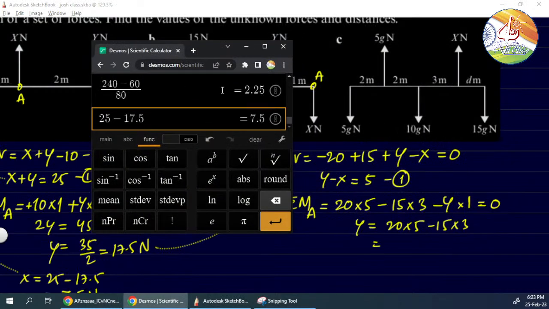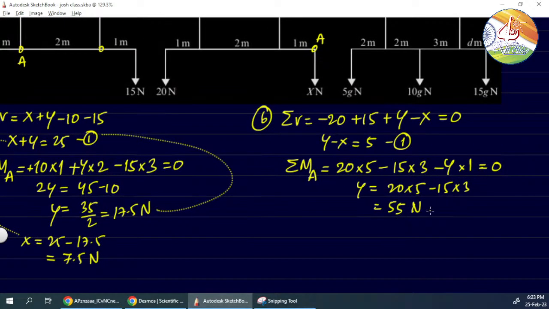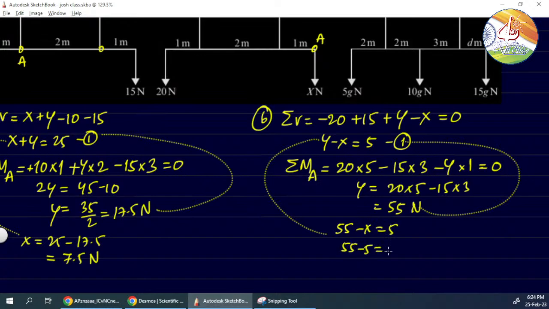So what do we get? y value is 55, and then substitute this here. We will get the value of x. So 55 minus x equals 5. So 55 minus 5 equals x. So x is 50. These are the x and y values.